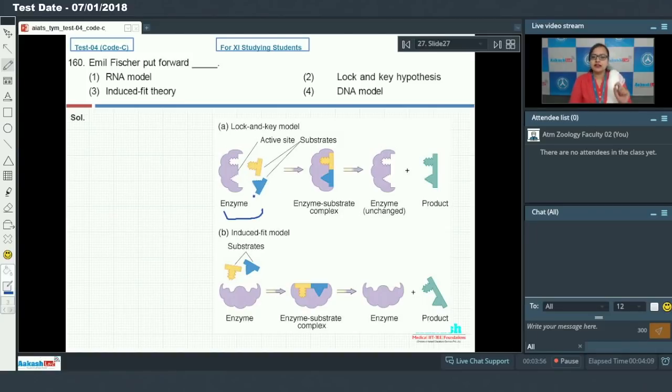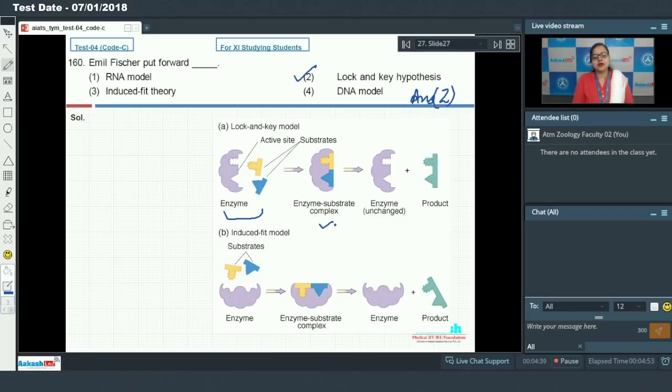Substrate का shape जो है active site से complementary है, तो सिर्फ substrate ही active site से bind कर सकता है. And once a substrate binds with the active site of enzyme, it forms enzyme substrate complex, which results in the change in the structure of substrate and leads to the formation of product. But the shape of product is no longer complementary to that of the active site of enzyme. So product is released and enzyme is free to bind with another molecule of substrate. So Emil Fischer put forward lock and key hypothesis, making option 2 as the answer for our question.